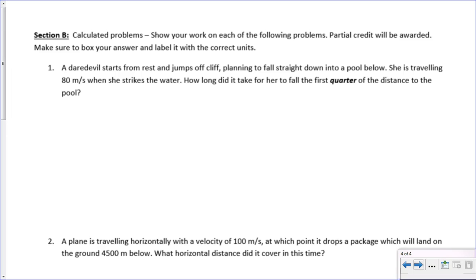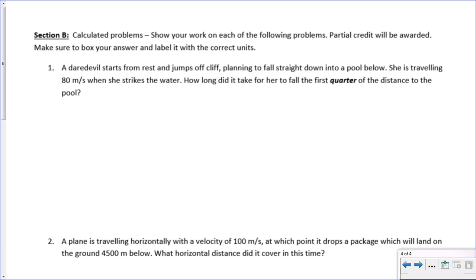For the second section of this content checkpoint, I have a series of problems that I'm going to go through, so I'll go through and explain each of those now. For this first one, it says that a daredevil is starting from rest and jumping off a cliff, and the daredevil is planning to fall straight down into a pool. It says she's traveling 80 meters per second when she strikes the water. How long did it take her to fall the first quarter of the distance to the pool?